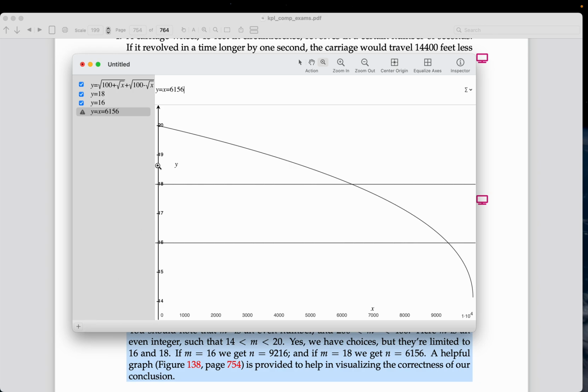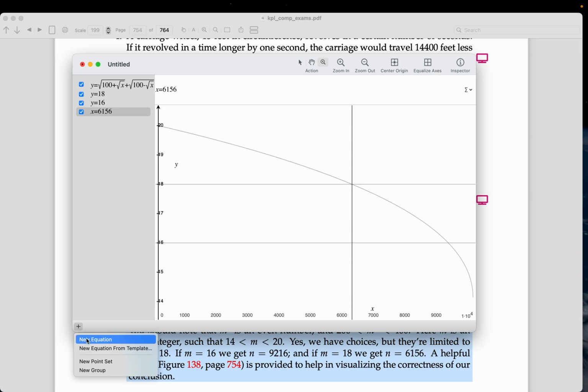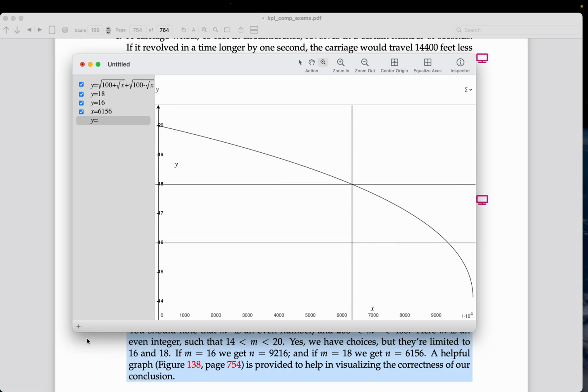Whoops, made a mistake there. I've got to correct it. I see something happened there. It's x equals. I'm seeing that. Again, visually, it looks like a perfect match, by the way. And a new equation, and let's type in x equals this time. x equals what? 9216. Okay, I'm seeing that as well, by the way.